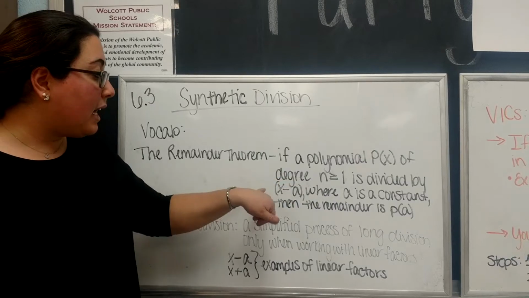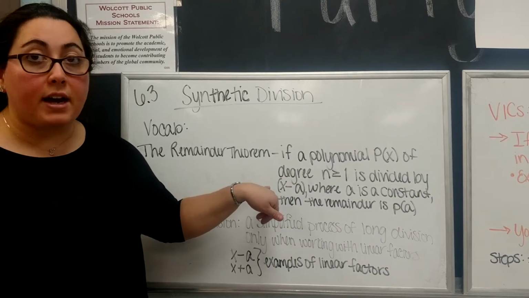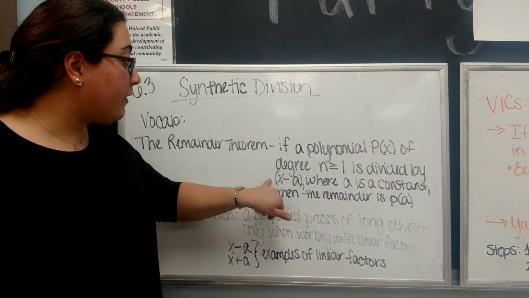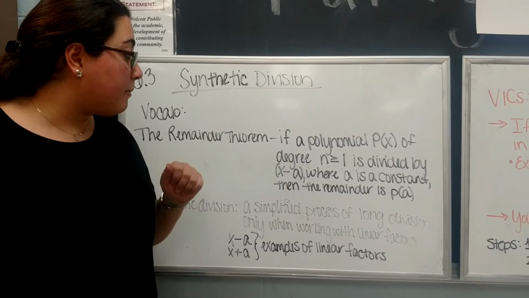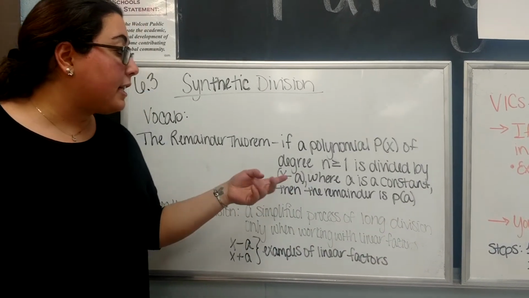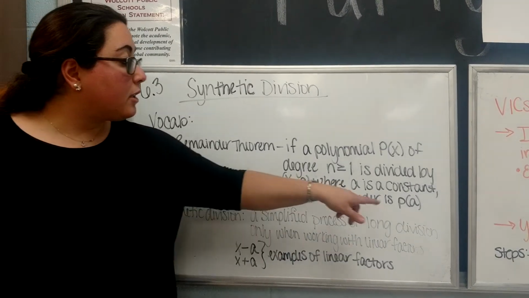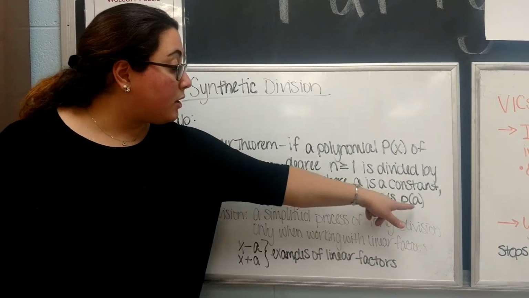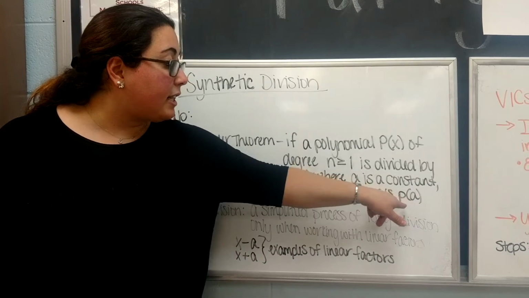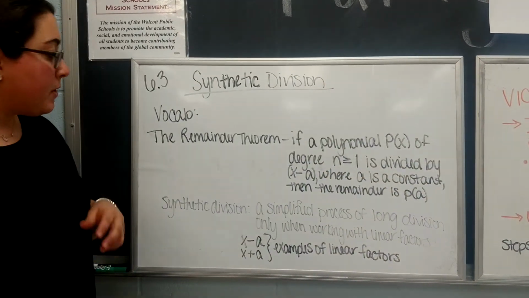So you have to divide by a linear factor. This is known as a linear factor, where x has a degree of 1 and a is a constant. So x minus 2, x minus 5, x plus 8. Well, then the remainder is p of a. So you're taking that value for your constant and substituting it into your polynomial equation.